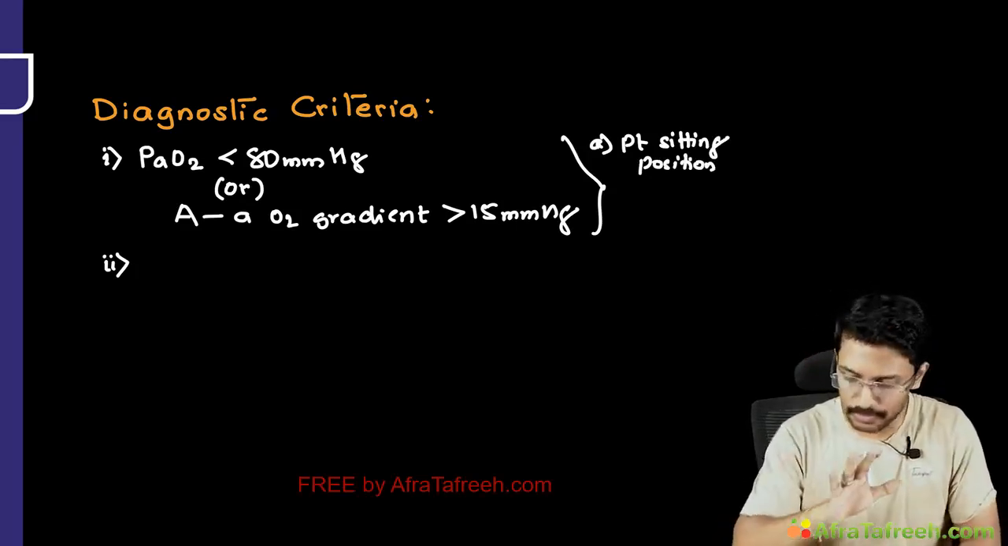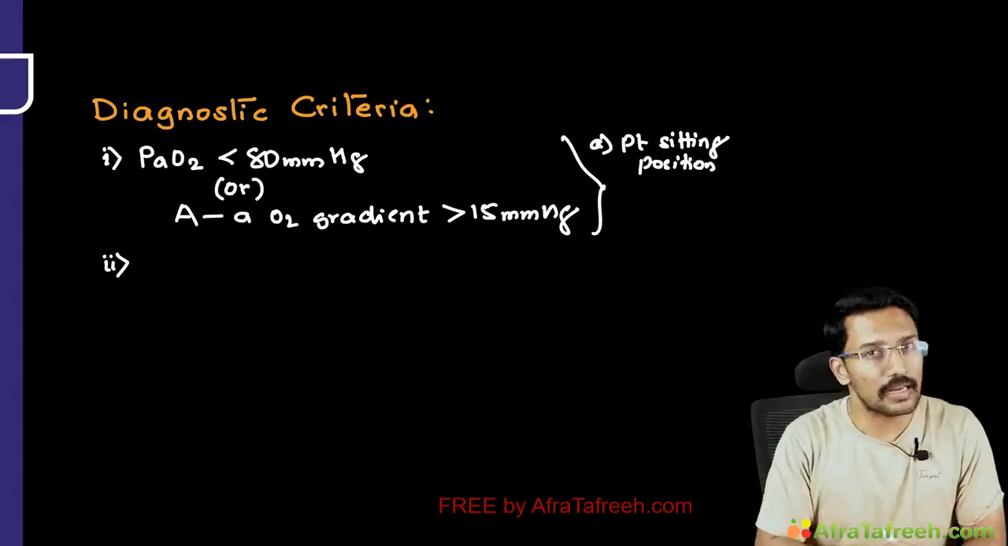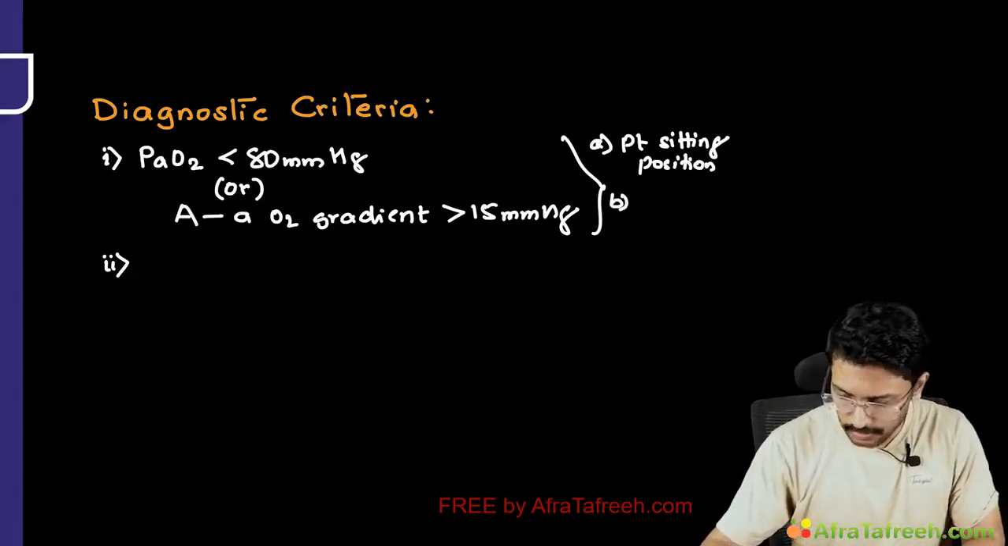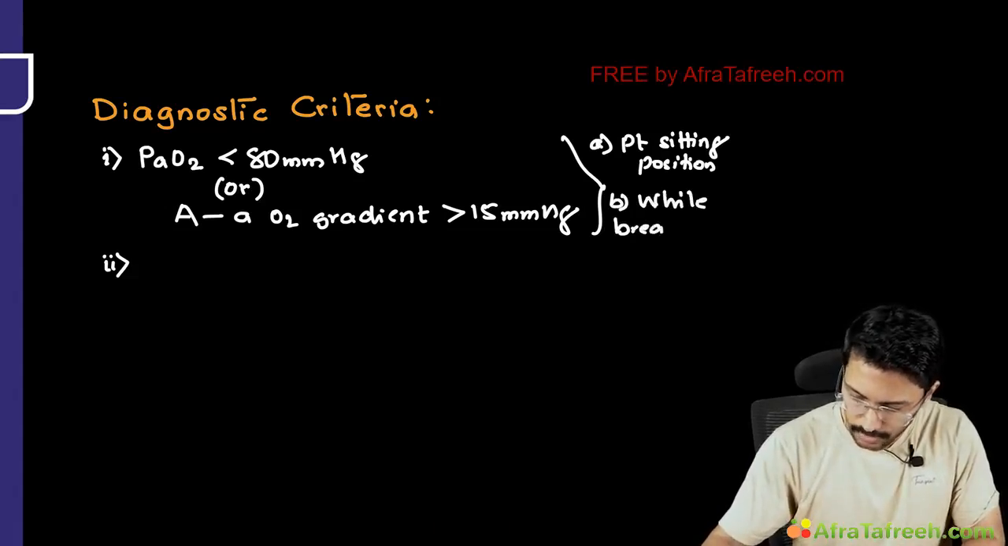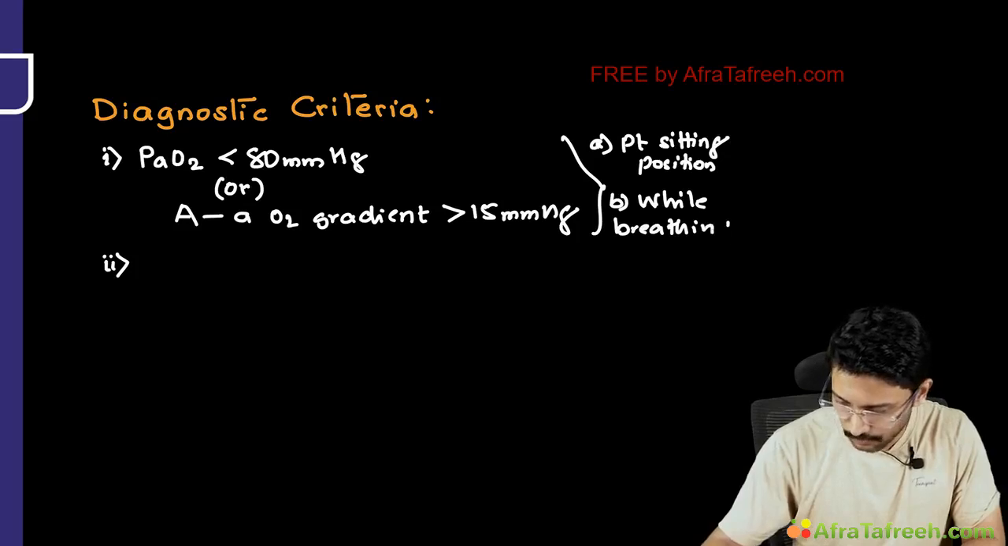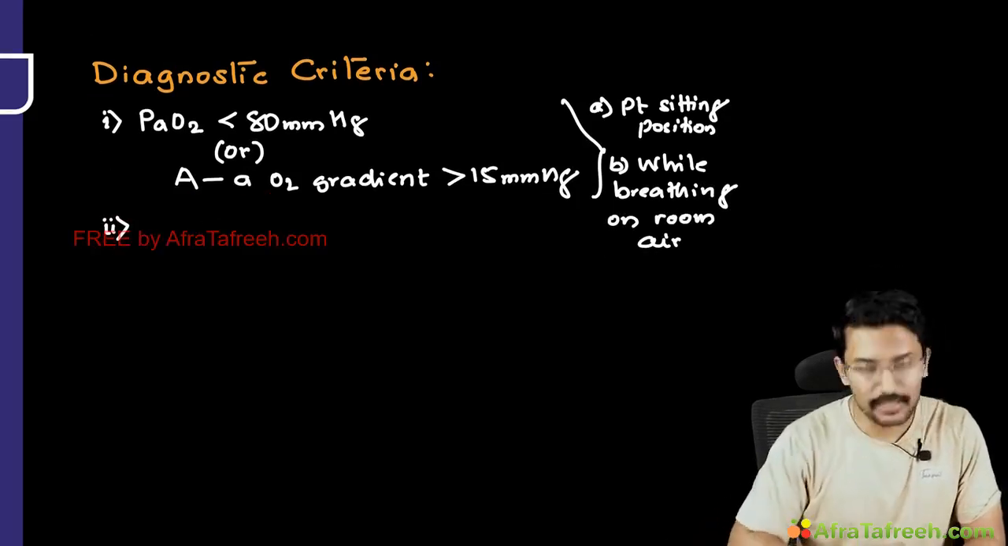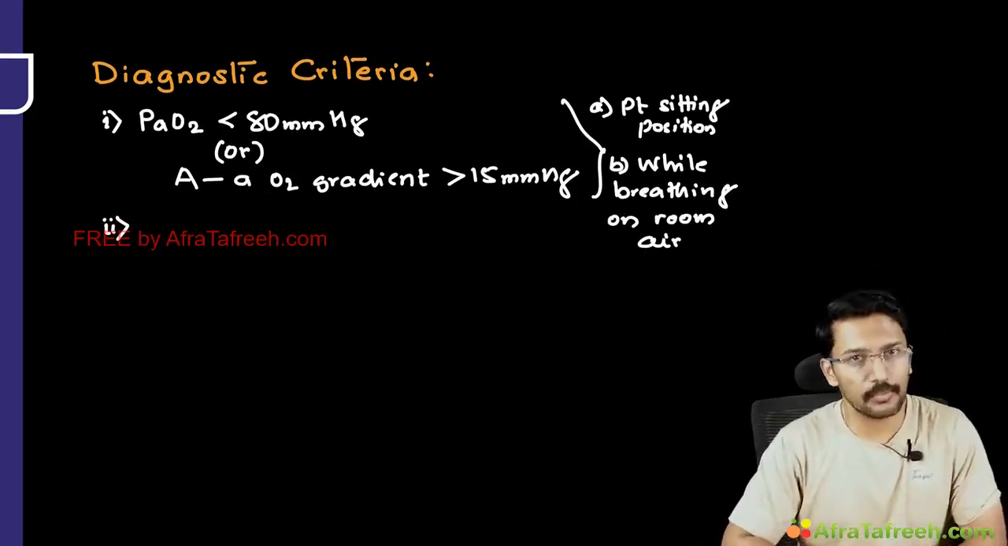But right now, remember that the patient should be in sitting posture, not in the recumbent posture. And second thing, this should be done while the patient is breathing on room air or ambient air, not with oxygen supplementation. Okay, criteria number one is clear.